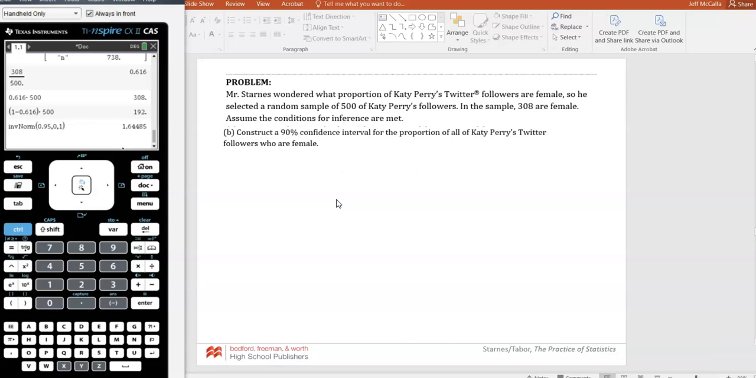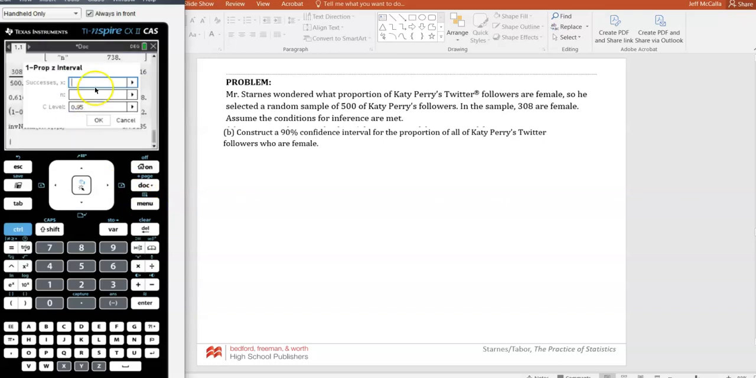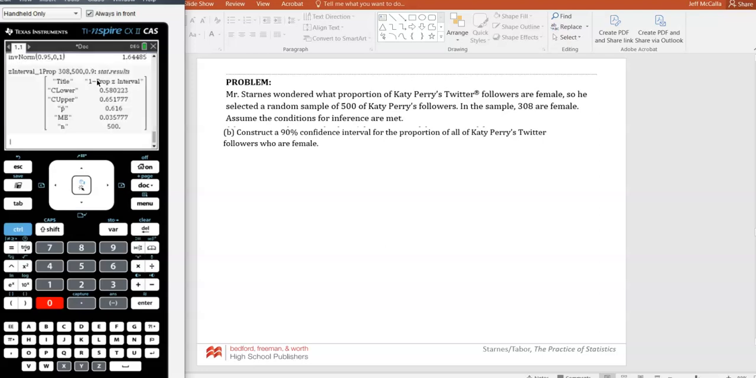Construct a 90% confidence interval. Assume all conditions are met, so you would then do this. Let me just refresh how to do this in the calculator. So menu, statistics, confidence intervals, one prop z interval. And so the number of successes, there were 308 followers out of 500. Confidence level is 90%, so we're going to put 90 or 0.9.